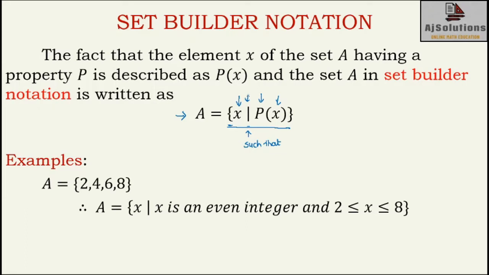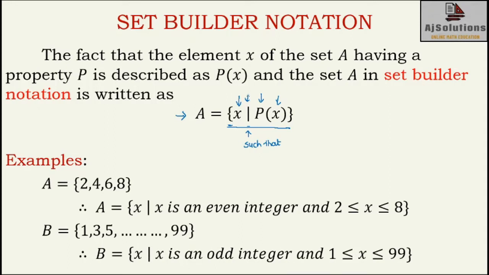Okay, suppose I have example B. I have a set B like this. Then again I have to think on what are the properties satisfied by these elements. So if you observe, the elements are integers, they are odd integers, and they are between 1 and 99. So I can write this B as collection of all those x such that x is an odd integer and x is greater than or equal to 1 and less than or equal to 99.